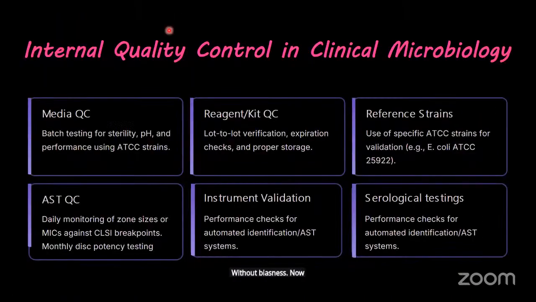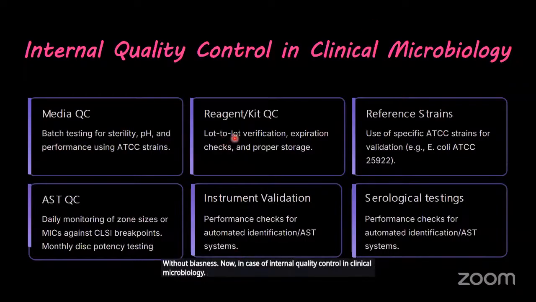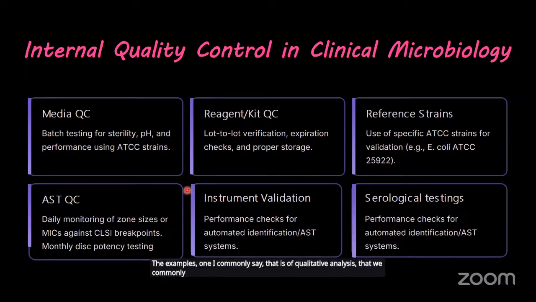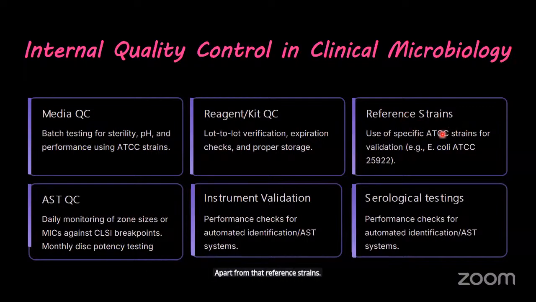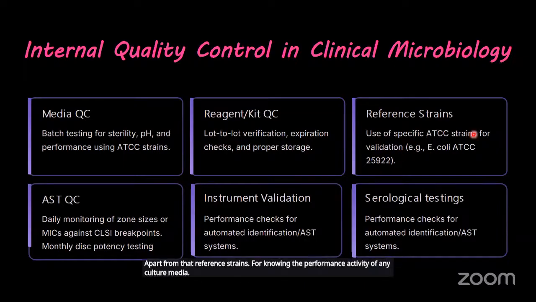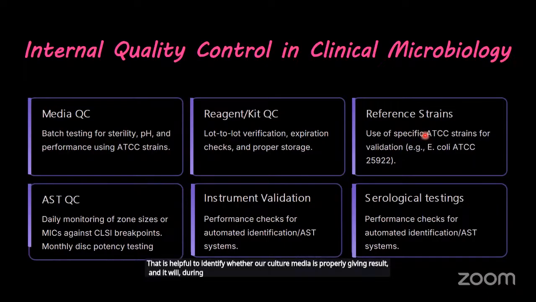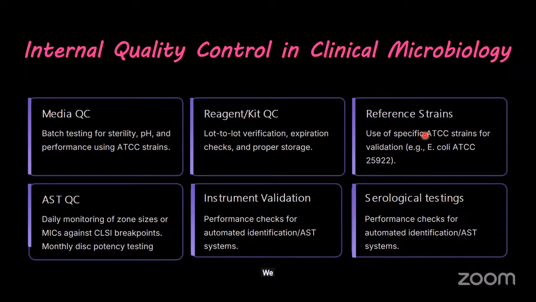Now, in case of internal quality control in clinical microbiology, one example I commonly say is of qualitative analysis, where we commonly use internal quality control with positive or negative quality control, more commonly used in serological testing. Apart from that, reference strains for knowing the performance of any culture media are helpful to identify whether our culture media is properly giving results, and during testing procedures we can rely on our result.